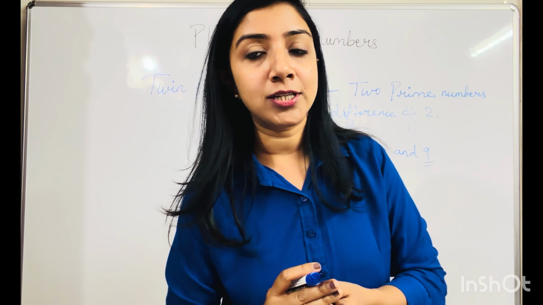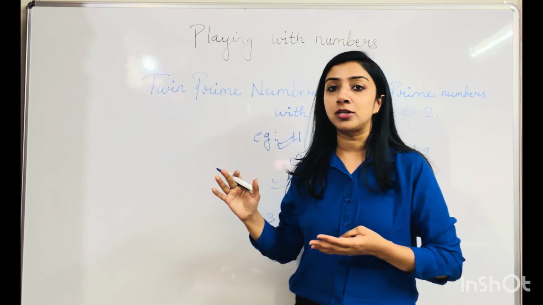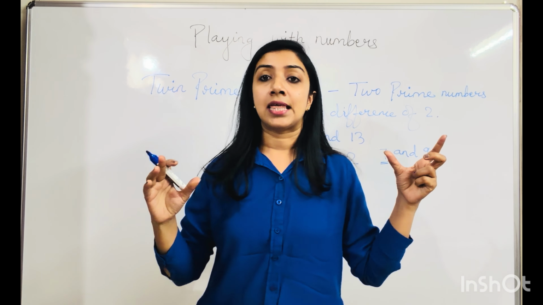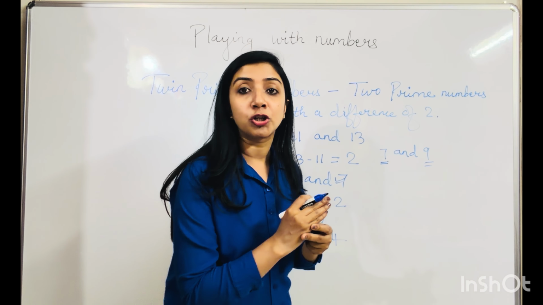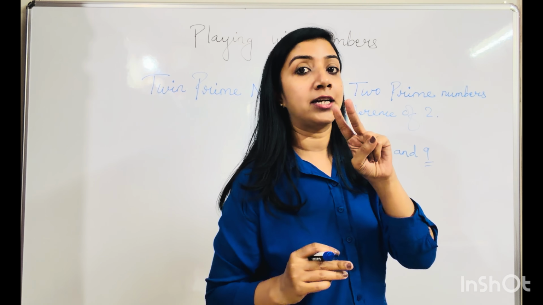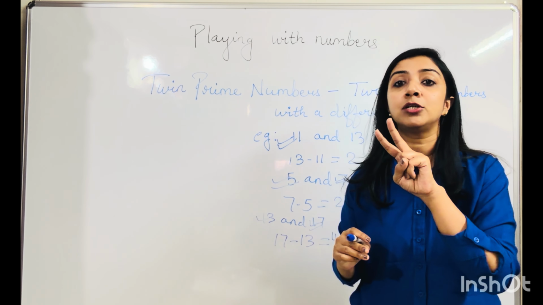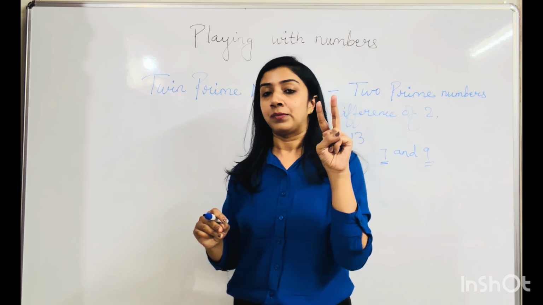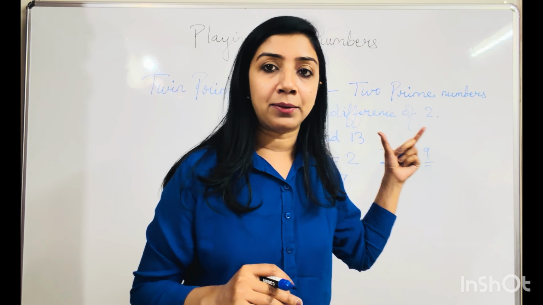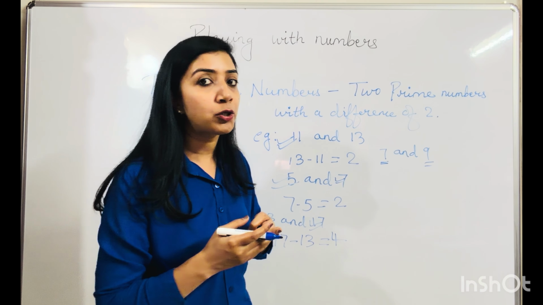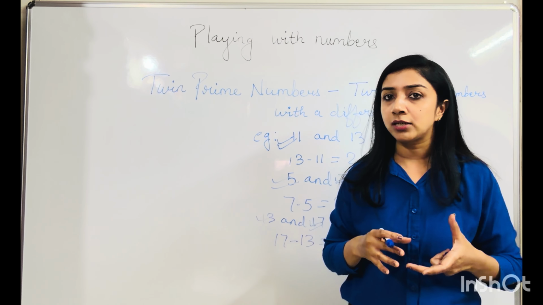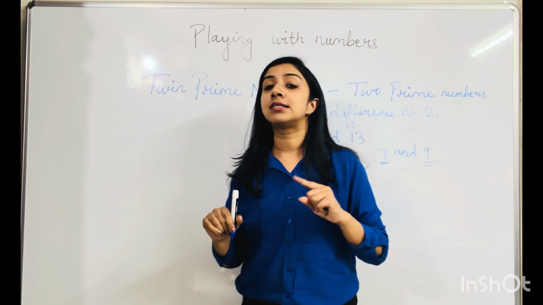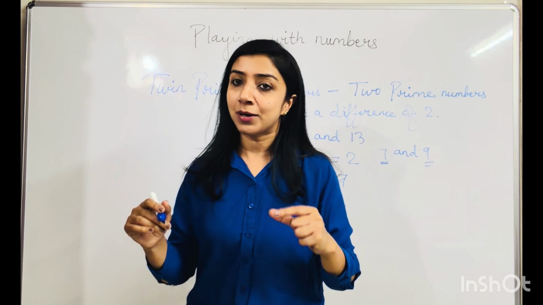So the definition is clear. The concept is clear, children. What is the condition? The two prime numbers should have a difference of 2. Only then are they called twin prime numbers. If the difference is more than 2 or less than 2, or if any of the numbers is a composite number, then they cannot be considered twin prime numbers.